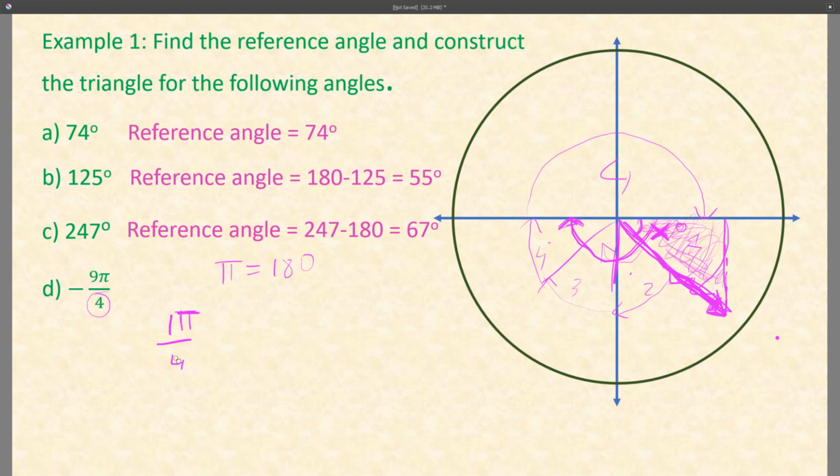That's my reference angle. But because it's going down this way, you would think that it's a negative 1/4 pi. But when we're talking about reference angle, we're talking about the angle inside the triangle. So it's just positive 1/4 pi, or pi over 4. Reference angle is always going to be positive.